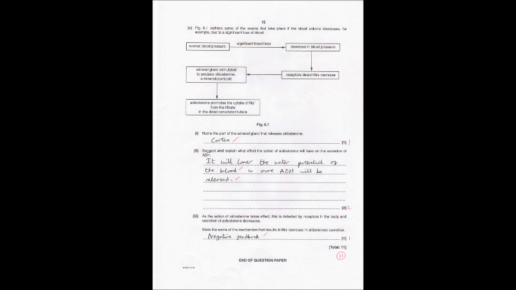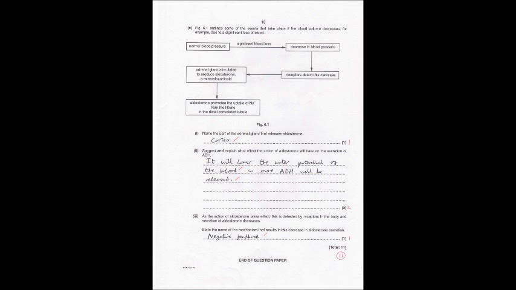Figure 6.1 outlines some of the events that take place if the blood volume decreases. So normal blood pressure, significant blood loss, decrease in blood pressure. Receptors detect this decrease. Adrenal glands stimulated to produce aldosterone, a mineralocorticoid. And aldosterone promotes the uptake of sodium ions from the filtrate in the distal convoluted tubule. You just have to know that the medulla always produces adrenaline. And aldosterone is a steroid. And steroids are produced in the cortex. That's a hard question though.